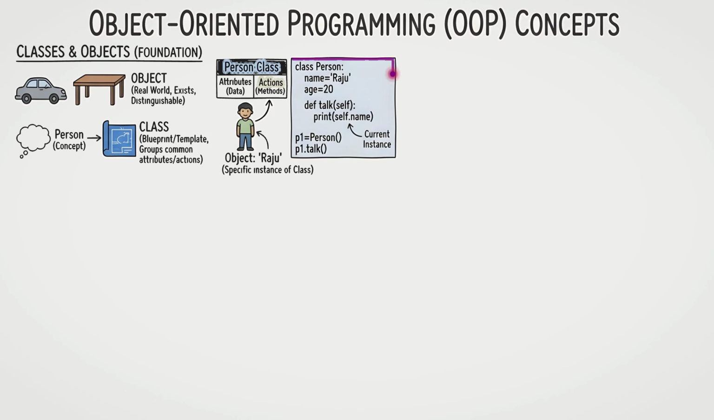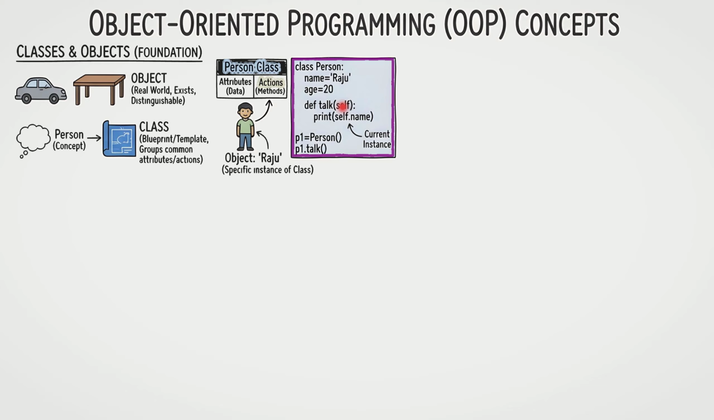Let's look at this Python code for a person class. We define the blueprint, set some attributes like name and age, and create a method called talk. Notice the word self here. This is a reference to the current instance of the object, allowing the method to access its own specific data. When we create an instance, we are building a real object based on that blueprint.